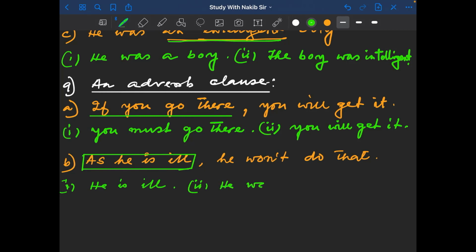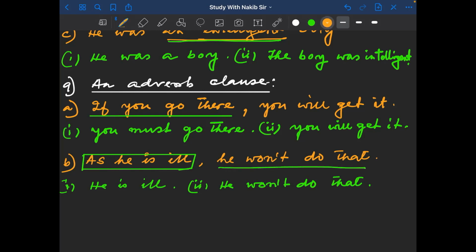He won't do that. Okay. So from the given sentence, as he is ill, he won't do that, we have got two sentences. The first one, he is ill, is from the adverb clause as he is ill, and the second one, he won't do that, is from the principal clause, he won't do that.